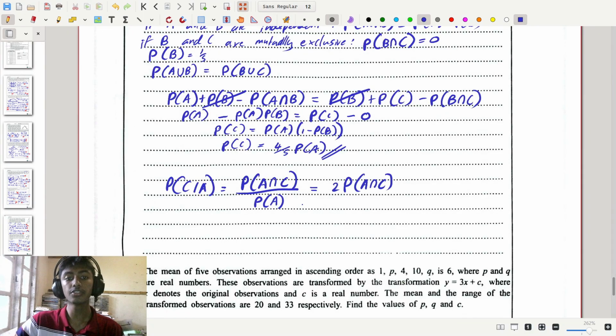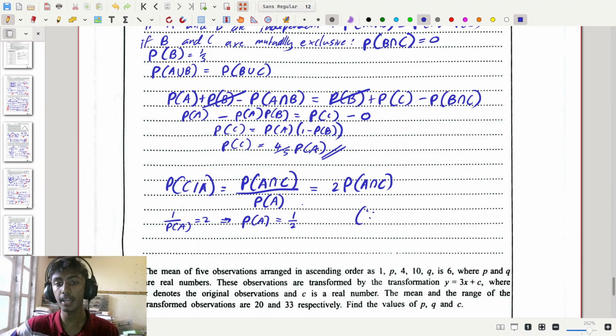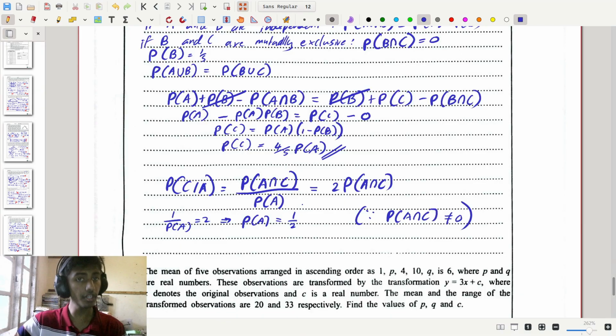Now we can see, since A intersect C is not equal to 0, we can cancel the A intersect C from both sides, giving us that 1 over P of A is equal to 2, which implies that P of A is equal to 1 over 2. Now of course this is possible because of the fact that the probability of A intersect C is not equal to 0. Because if it was equal to 0, then this thing being equal to 0 and this thing being equal to 0 is a valid solution, and it doesn't have to be the case that 1 over P of A is equal to 2. But in this case, since it's not equal to 0, we can cancel it, leaving us with 1 over P of A equals 2, which gives us the probability of A occurring is 1 over 2.